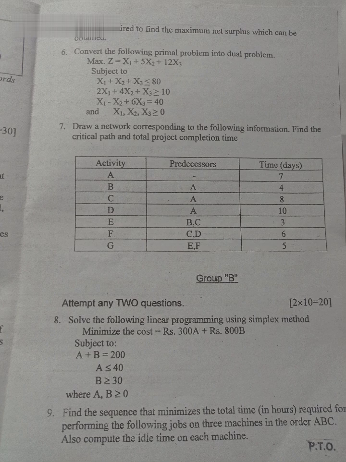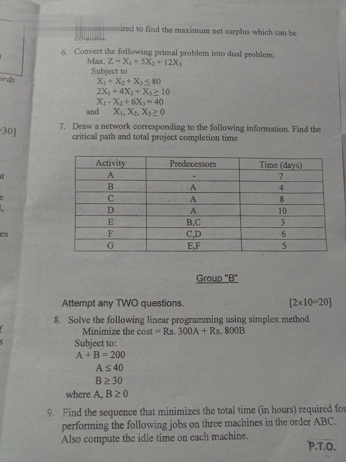Question number 6. Convert the following primal problem into dual problem. Maximize z = x1 + 5x2 + 12x3 subject to x1 + x2 + x3 ≤ 80, 2x1 + 4x2 + x3 ≥ 10, x1 - x2 + 6x3 = 40, and x1, x2, x3 ≥ 0.